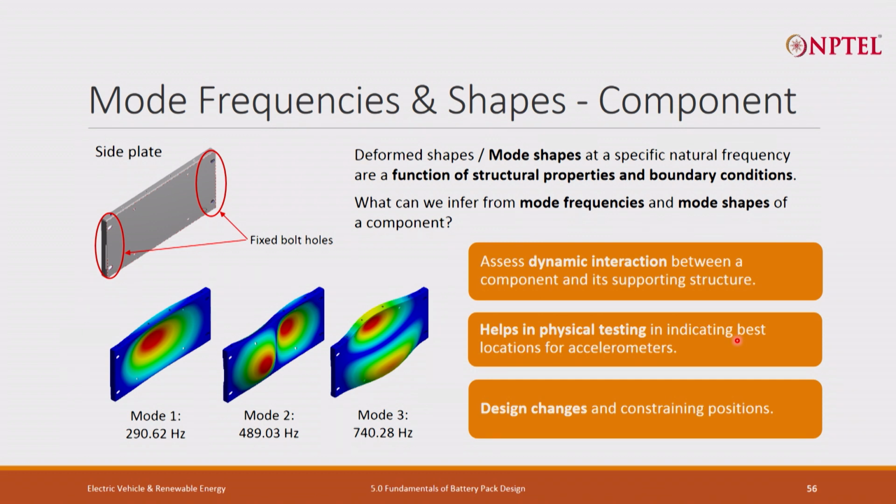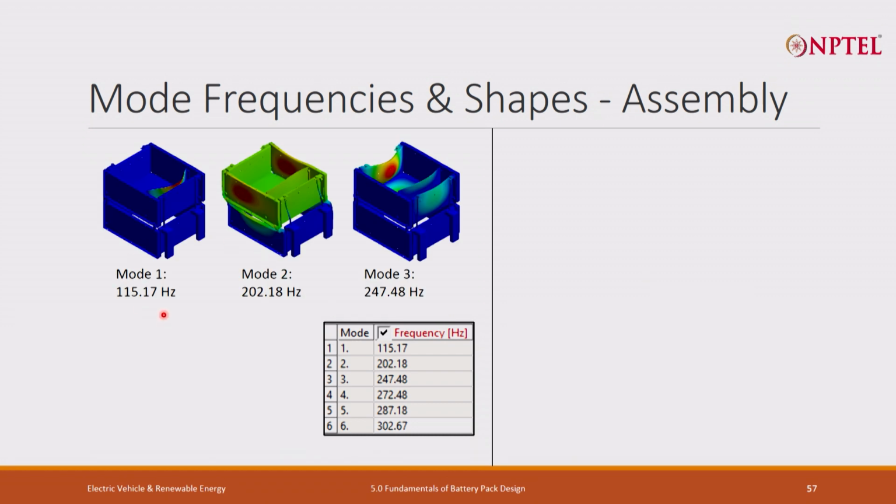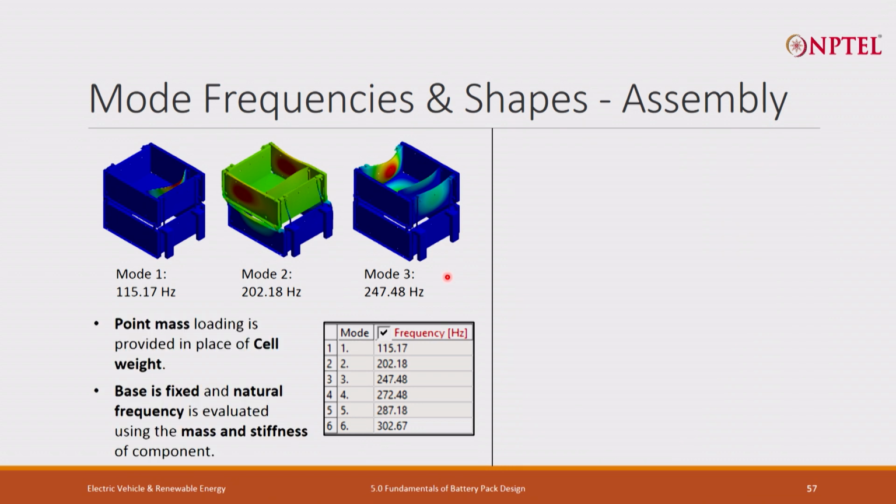Now, once we have done this component, we are talking about the full assembly. If you see the assembly, mode 1 is at 115 Hz, mode 2 is 202 Hz, mode 3 is 247 Hz. All three fall within our frequency range, so we have to do the analysis for all three frequencies. We have not put in the cells because meshing and everything would make it difficult. Instead, we use point loading as per the cell weight. The base is fixed and the natural frequency is evaluated using the mass and stiffness of the components in that pack.